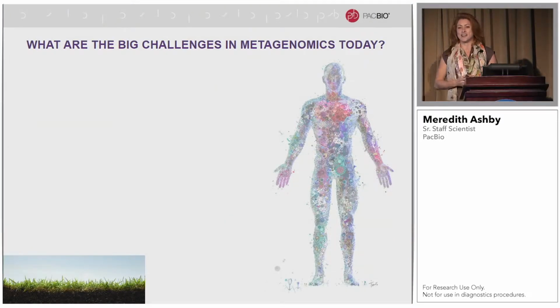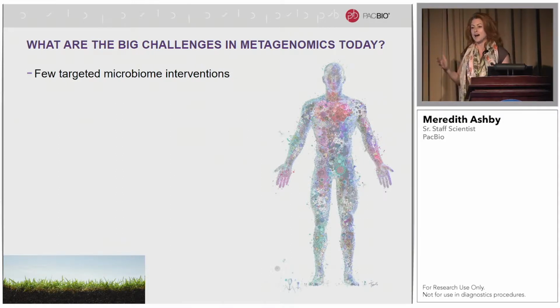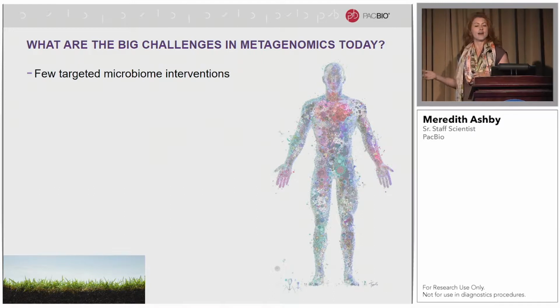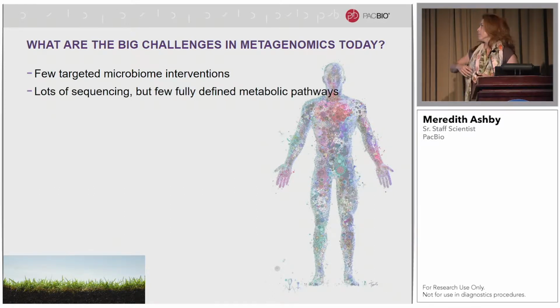So what are the big challenges in metagenomics today? And I don't think they're big secrets, right? Everyone's been doing a lot of sequencing, but we don't have a lot of targeted medical interventions yet. And in particular, we don't have a lot of well-defined metabolic pathways. We know maybe what some of the culprits or the players are, but not entire pathways.